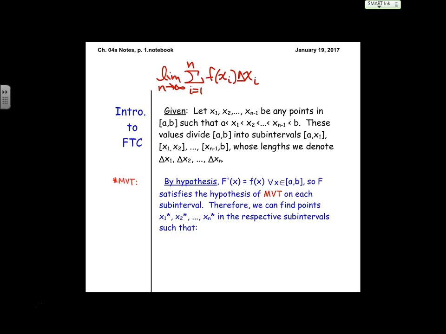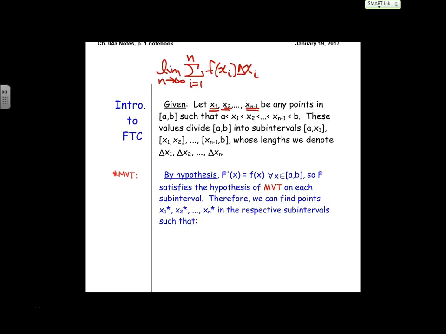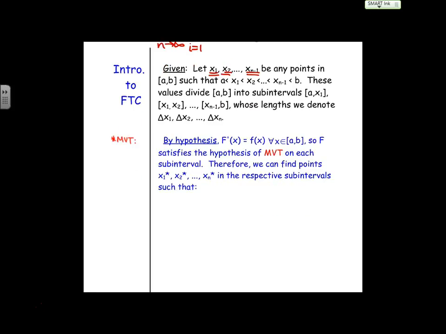So what are these little x1, x2, up to x sub n minus 1s? What are those? Points in the interval where we're splitting up for rectangles, right? So that's what these little x1, x2, x3, dot, dot, dot are all for. We're saying there are any points in between a to b, which makes sense.